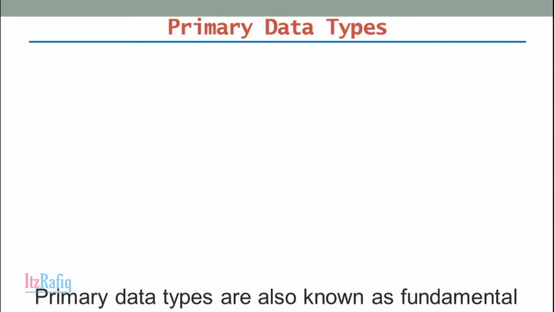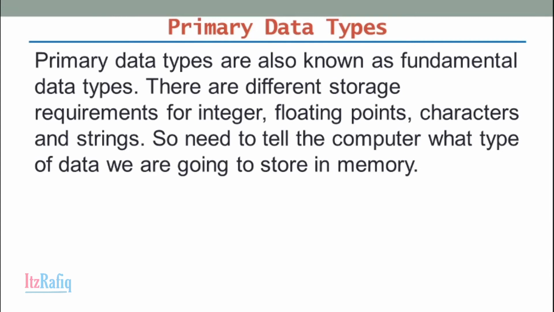Primary data types are also known as fundamental data types. There are different storage requirements for integers, floating points, characters and strings. So we need to tell the computer what type of data we are going to store. According to that, they will reserve memory spaces in the memory.